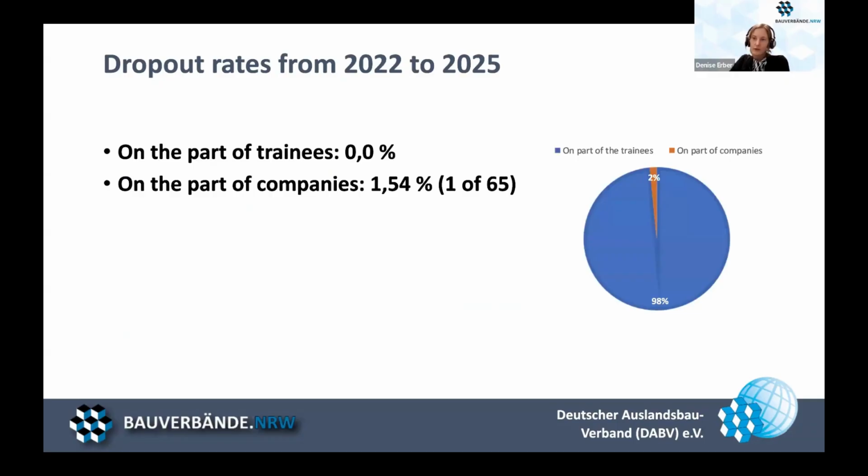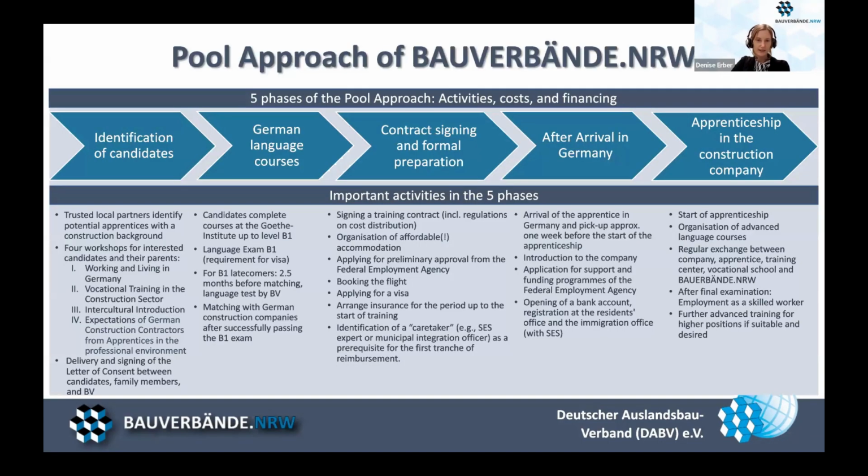And as you can see, our dropout rate is really tiny. On the part of trainees, we have 0% who drop out from the traineeship. On the part of the companies, we have 1 company who fired a candidate. So yeah, 1 out of 65 is still quite good. Next slide, please. And now we actually come to the pool approach.